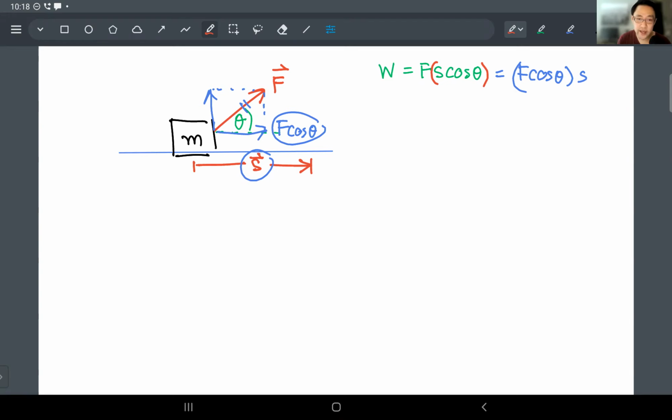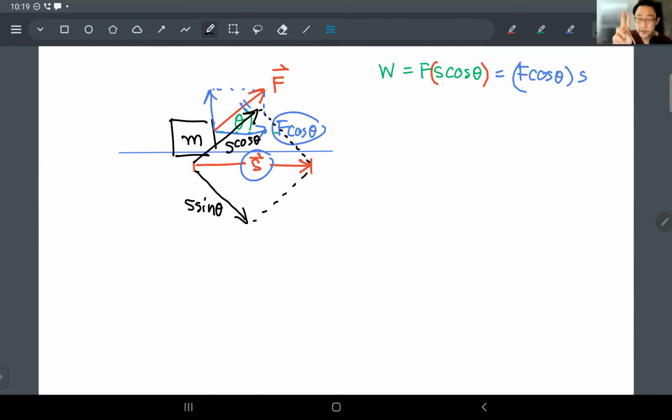So what I'm saying over here is, because the key point of the definition of the work is the force in the direction of the displacement, or equivalently, the displacement in the direction of force. So what I'm going to be able to do equally is, if you look at the S vector, I can do the component of that as well. Let me call this S cosine theta and S sine theta. You guys with me?